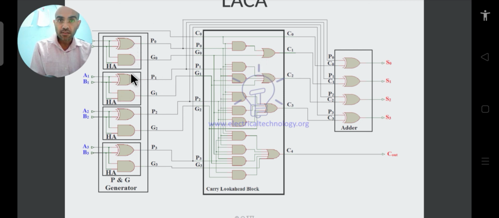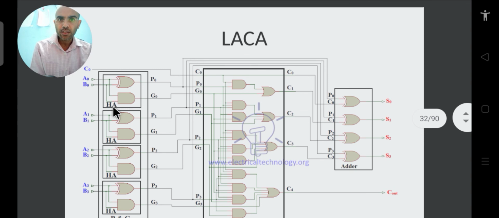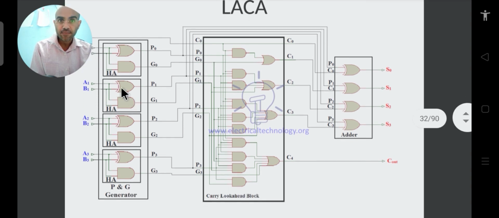So you can see that this particular block has the first half adder. That half adder is generating your P0 G0, P1 G1, P2 G2 and P3 G3. Here the terminologies for the output variables are a little different, but no need to get confused with that. The inputs are written as C0, A0, B0 and like this. So these are our inputs, and these are the outputs generated.